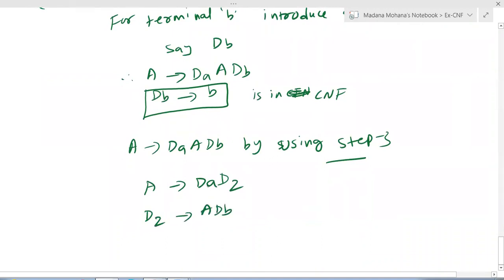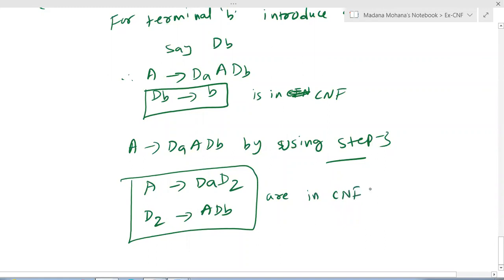Now you can see A derives DA D2. This is a suffix. You can't consider it as terminal or variable. So DA D2 is in the required form. Then A DB also is in the required form. Means it contains two variables, which are in CNF.